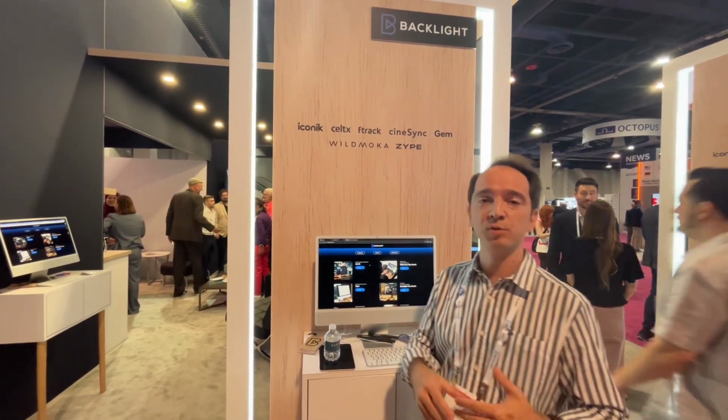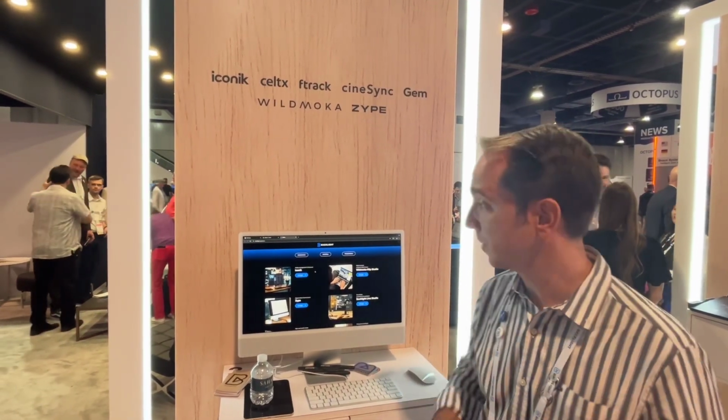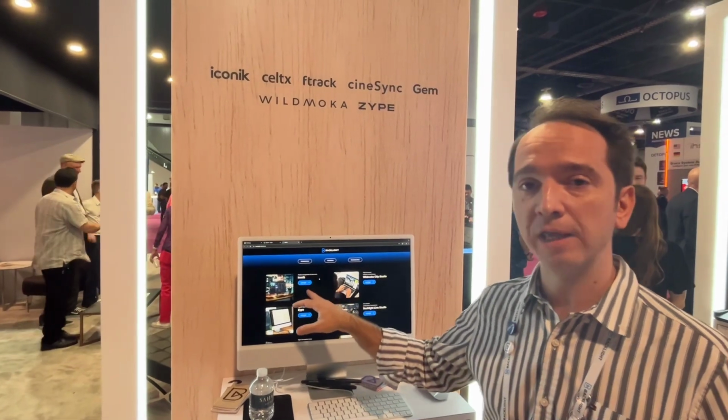And when we talk, for example, today about AI, which is such a buzzword and a lot of people are doing different things, Backlight is handling different tools and different capabilities, trying to offer the best workflow for our customers. For example, we have Iconic right here on the screen.